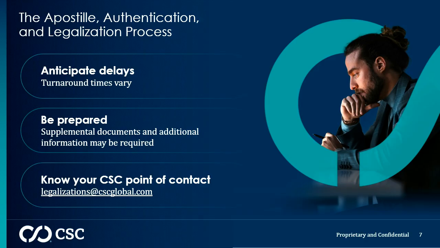And of course, know your CSC point of contact. If you're reaching out to us for some help, the easiest thing to do is just email directly legalizations@cscglobal.com, and that will go directly to Kelly and his team. If you already work with an account rep at CSC, or someone who helps you out with things, feel free to CC them on that, but have it go directly to legalizations@cscglobal.com. That's the fastest way for things to get through.